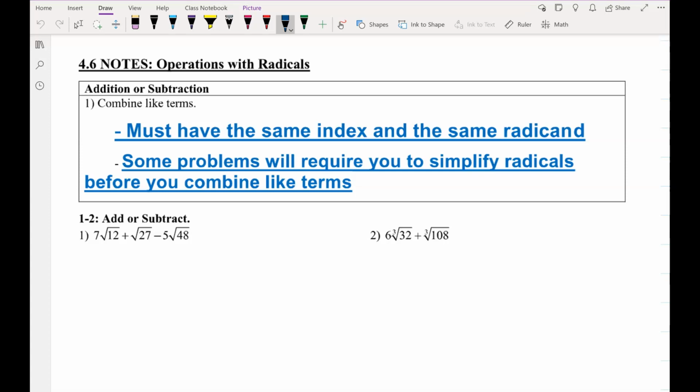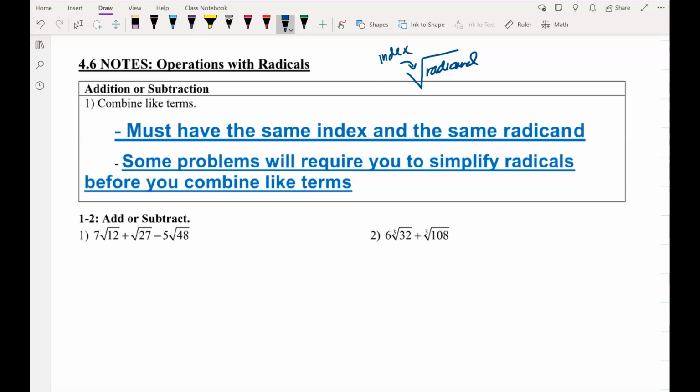All right guys, so the first box, you have a couple of blank lines right there. Please write this down. One, combine like terms when you are adding or subtracting. You must have the same index and the same radicand. Remember, the index is this right here. So that's the index, okay? And then the radicand is what's under the radical. So that's the radicand.